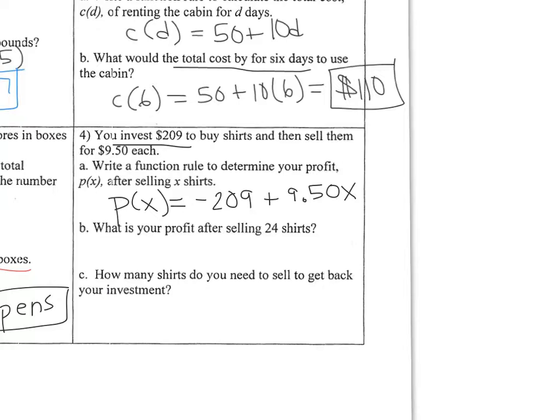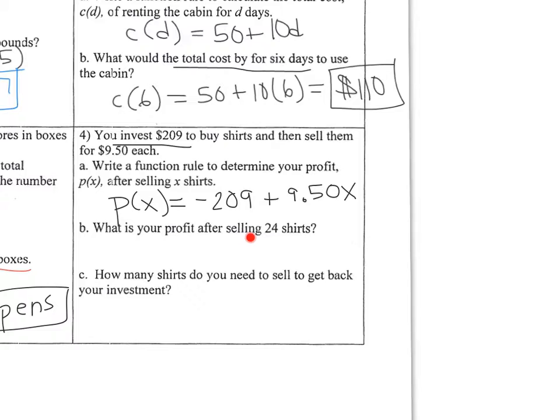So if you sell one shirt, you're not going to make a profit. You're going to still be in the hole. If you sell 2 shirts, you're still going to be in the hole. That's why this is a negative number. If I would have made this positive, I would make a profit no matter what.